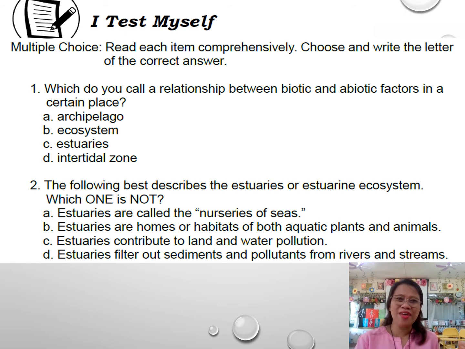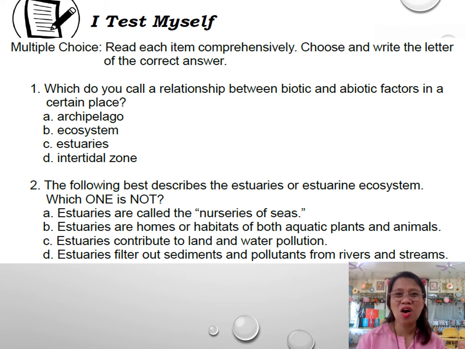Next, we have I test myself. Okay, I will read again the question for you. This time, I will no longer read the choices. You will be the one to read them silently and choose the letter. Write it on your answer sheet. Is it understood? Okay, number 1.